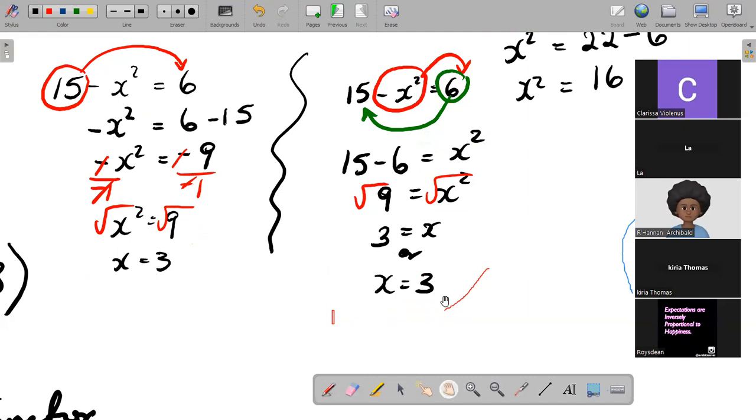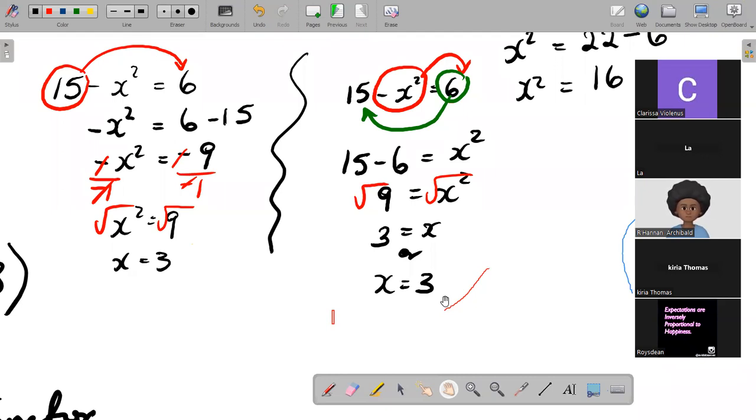Which one do you prefer, the first way or the second way? The second way is the smartest way to work. Make it positive. You make something positive by jumping it over to the other side. But you could use whichever method you feel most confident in, okay?